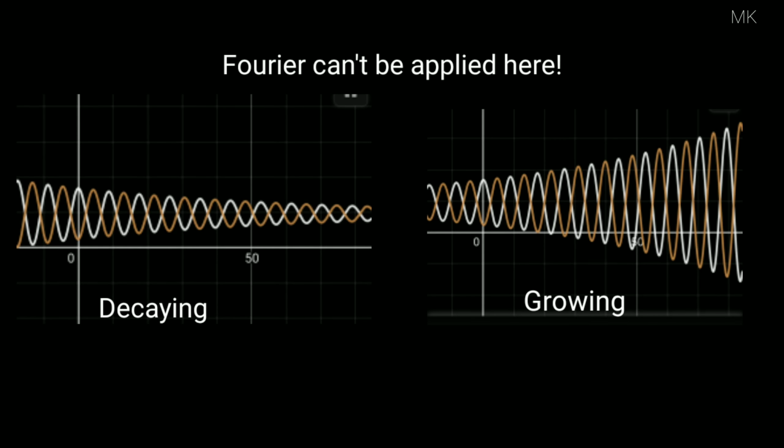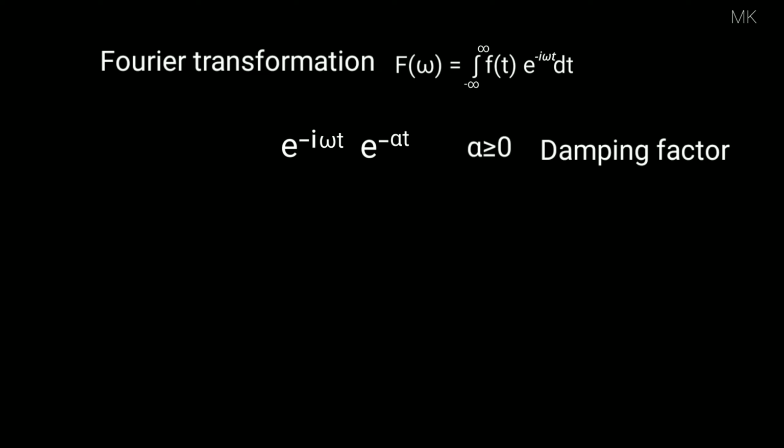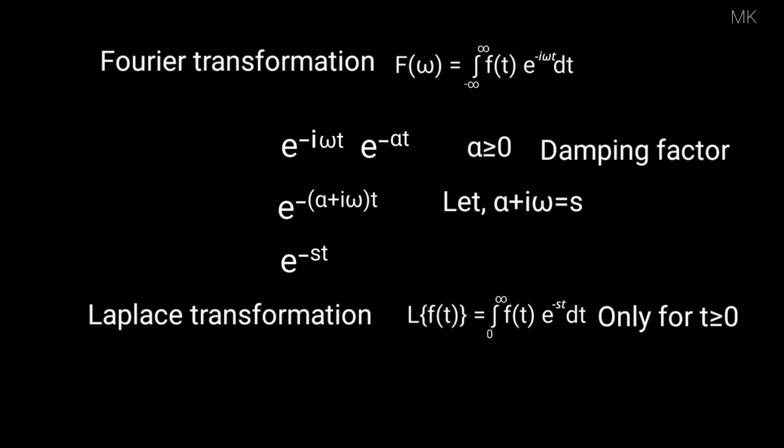However, this Fourier transform doesn't include any type of damping. That is, it doesn't include any functions which will eventually decay or grow. To include these, along with Euler's function, let's join e power minus alpha t, where alpha is greater than 0 and is called the damping factor. Then e power minus alpha t into e power minus i omega t becomes e power minus of alpha plus i omega into t, and let alpha plus i omega be equal to s. Then it becomes e power minus st, and the Fourier transformation becomes the Laplace transformation.